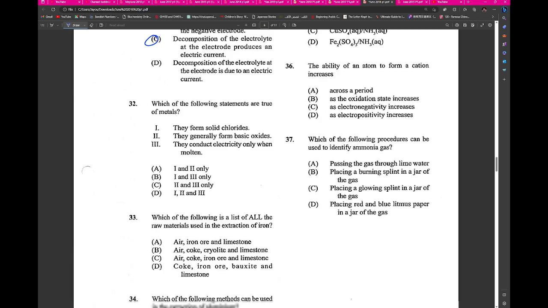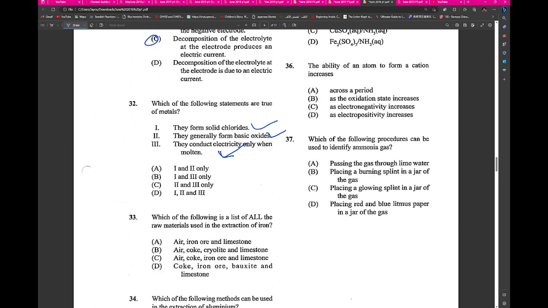Which of the following statements are true of metals? So they can form solid chlorides. Aqueous chlorides, but okay. They're generally basic, that's true. Conduct electricity only when molten. Yeah, they're ionic.